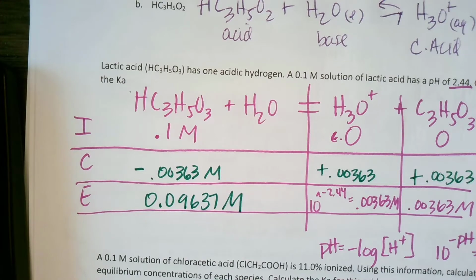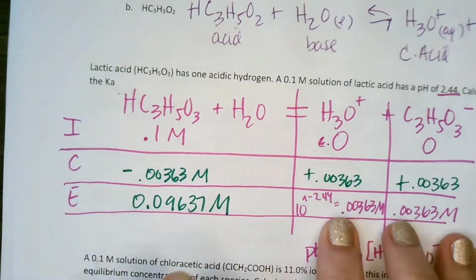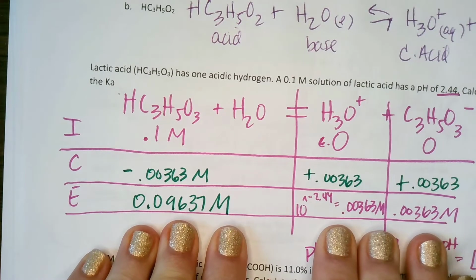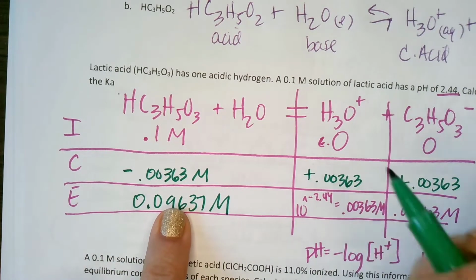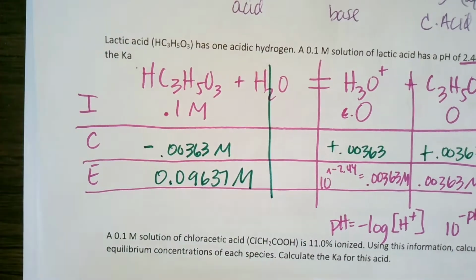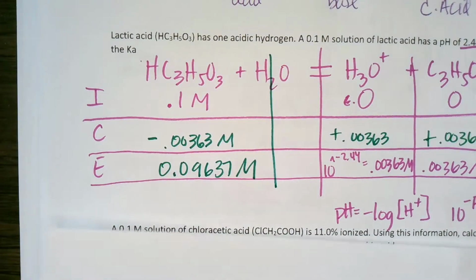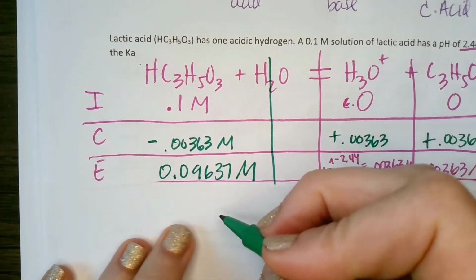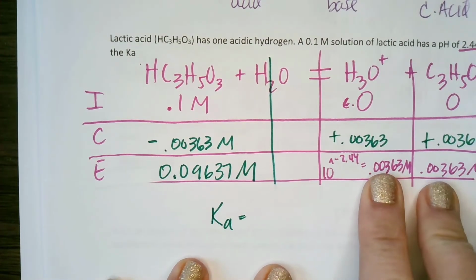Okay, and now we can find our Ka now that we know all of our concentration values at equilibrium. It's just products over reactants, right? And remember, we can just cross off our H2O. That just drops right out of the equation. So let's plug that in and do our Ka is equal to our products over reactants.